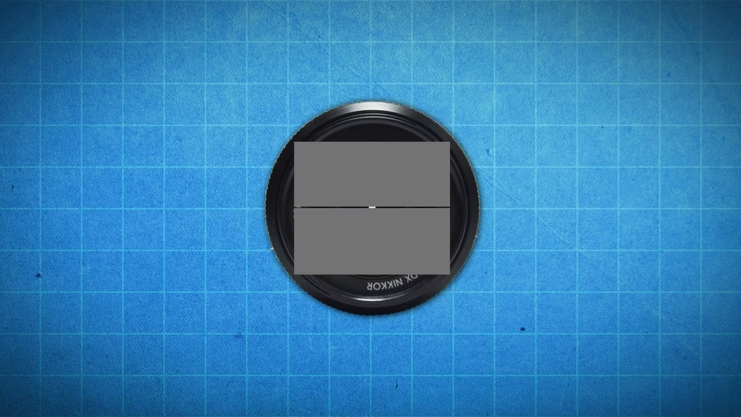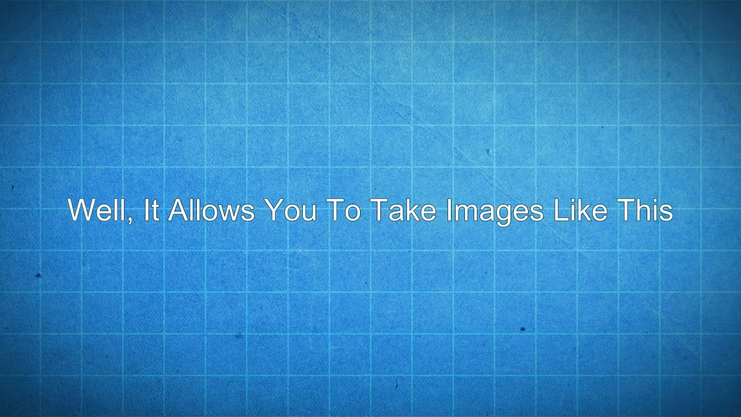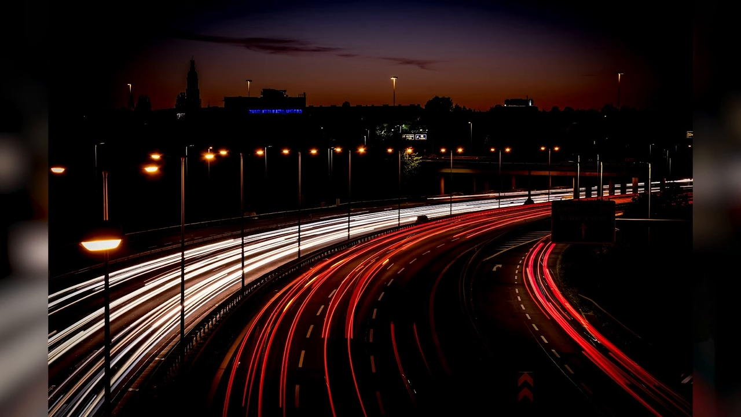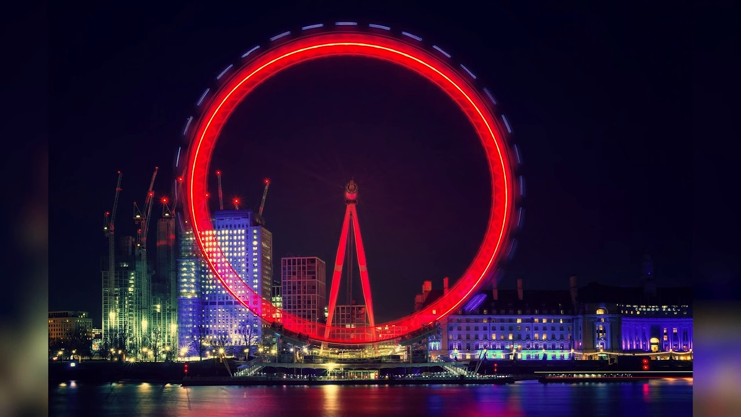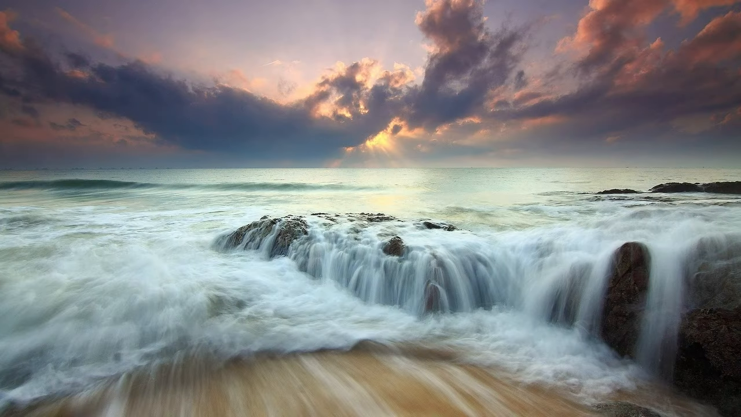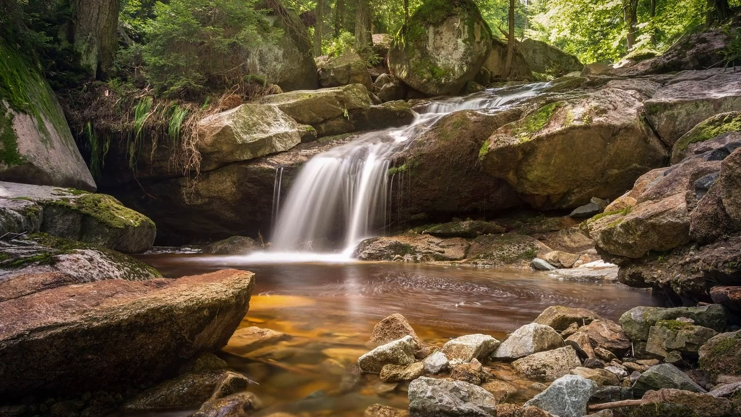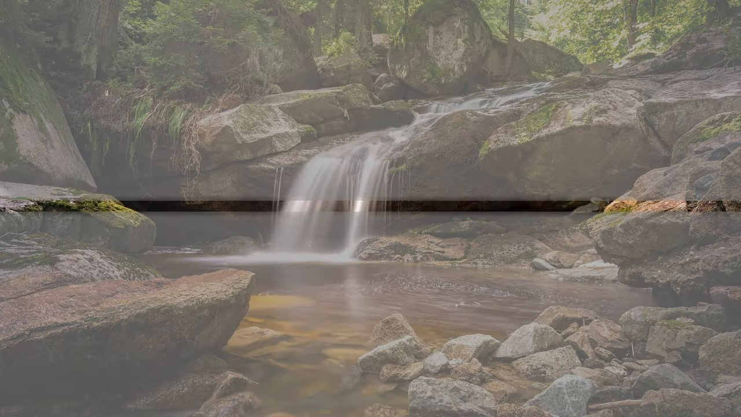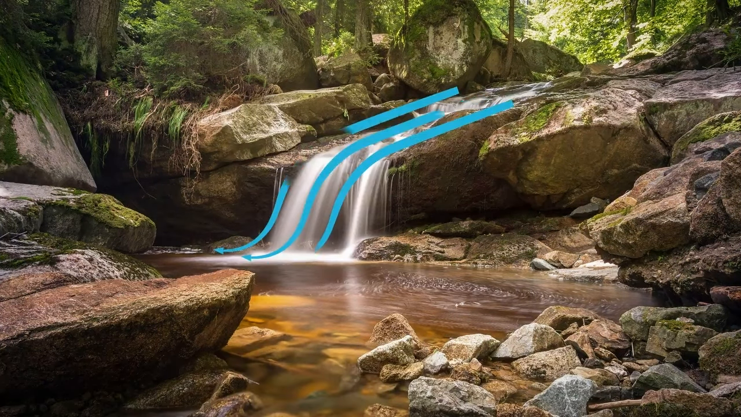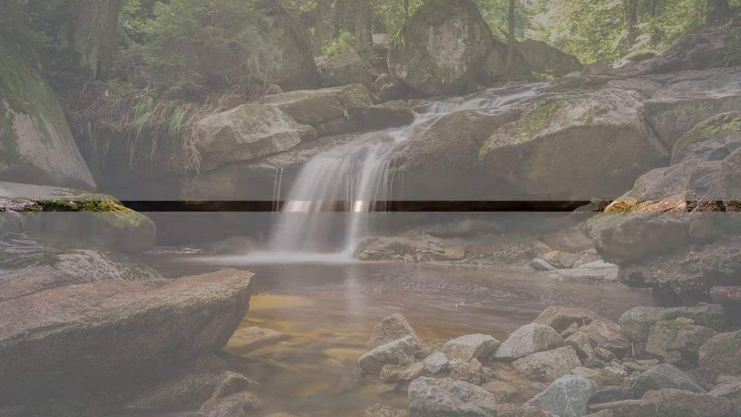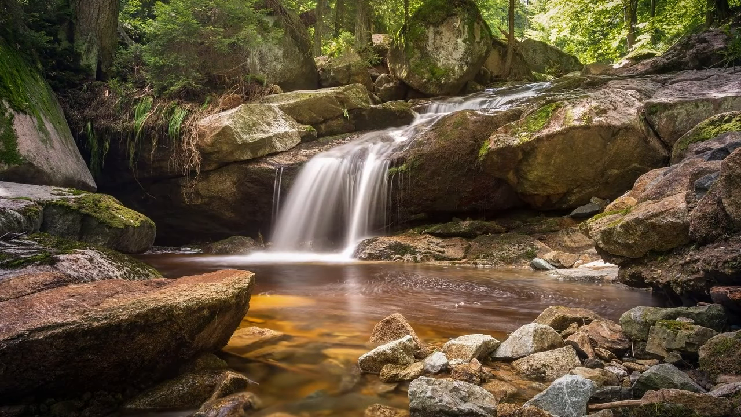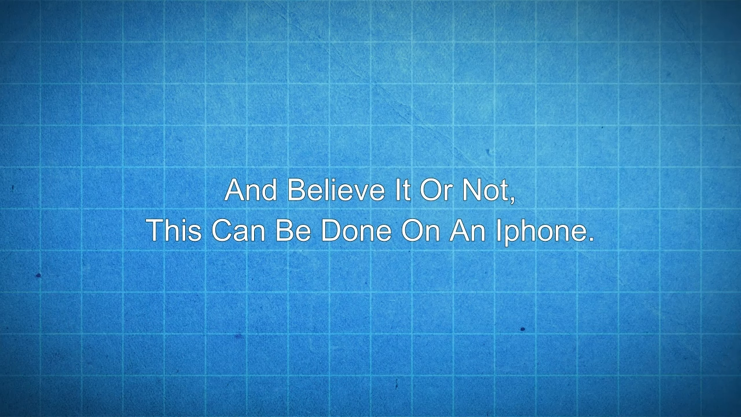Why is this useful? Well, it allows you to take images like this, where moving objects in the scene draw lines across the image. Or like this, where running water appears to flow like silk. This is because the water is moving while the shutter stays open, and it blurs across the image before the shutter closes. But anything that's not moving will stay perfectly in focus. And believe it or not, this can be done on an iPhone. So let me show you how.